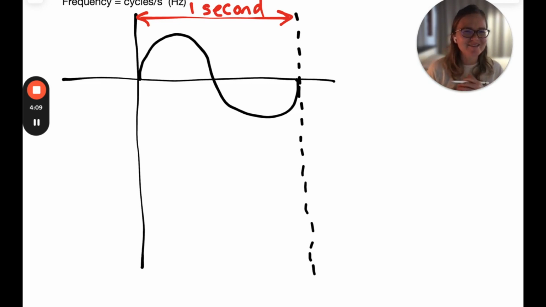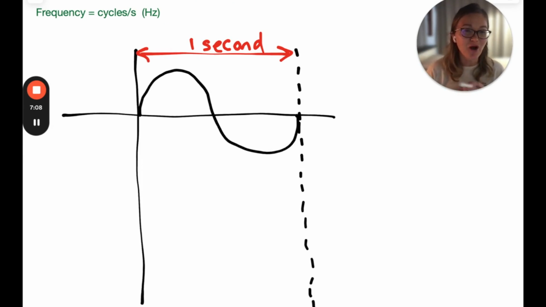So here our x-axis is time, and let's say we're looking at a 1 second period of time. So how many wave cycles here do we complete in 1 second? We complete one full wave cycle. So our frequency here is going to be 1 hertz, or 1 cycle per second.